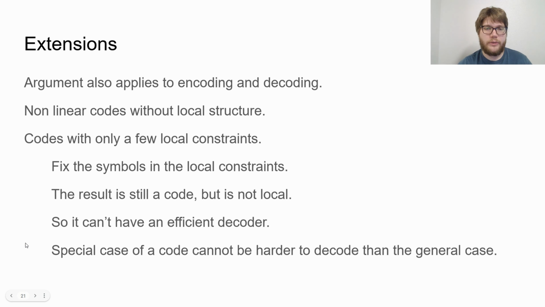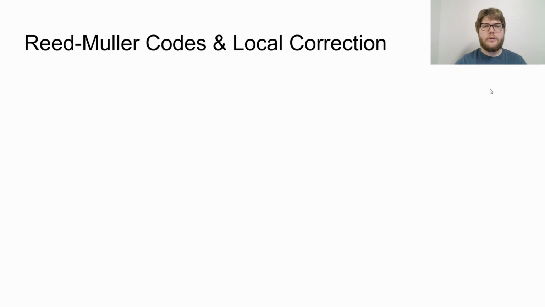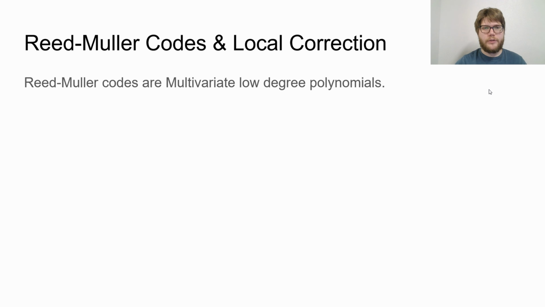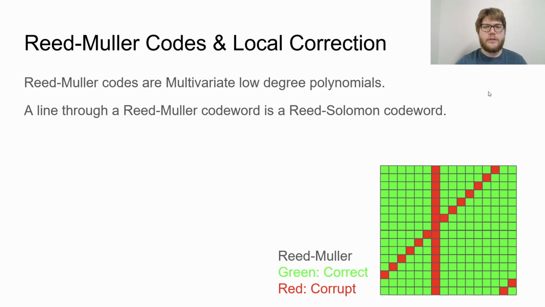So it can't have an efficient decoder, and you can't have a special case, a subcode, be harder to decode than the original code. Now, one of the most important tools we're going to use in this is local correction. So let's talk about local correction for Reed-Muller codes. Reed-Muller codes, as you may remember, are multivariate low-degree polynomials, and that means that a line through a Reed-Muller code is a Reed-Solomon code. So take this example here. The green is where it's been correct, and the red is where it's been corrupted.